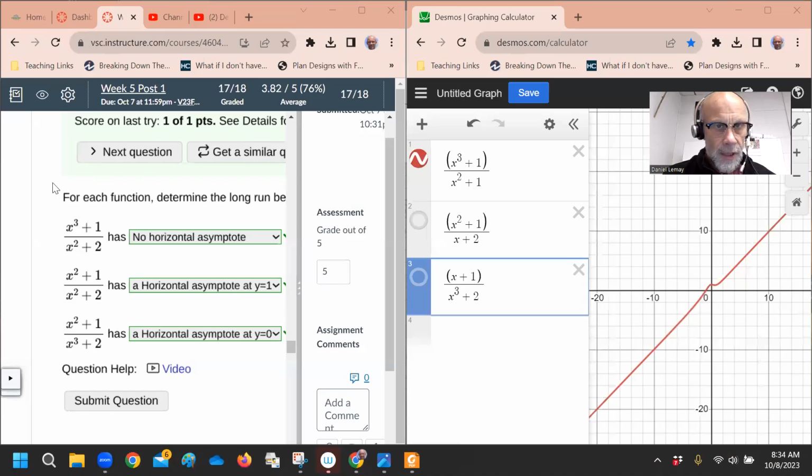Okay, for this question here, how do I know whether or not a rational function has a horizontal asymptote of 0, or how do I know if it has a horizontal asymptote of some other number, or if there's no horizontal asymptote?